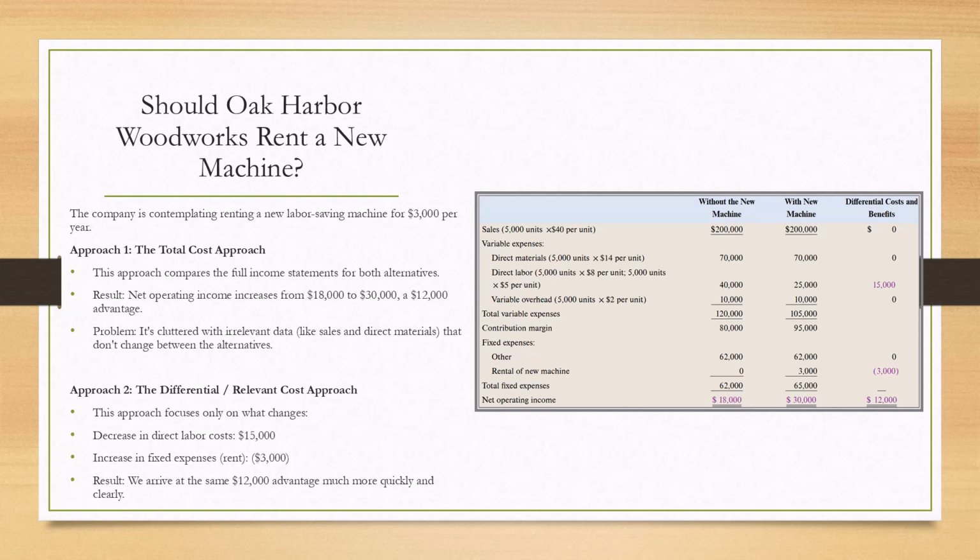Now look at approach two, the differential or relevant cost approach. This method focuses only on the costs and benefits that change. Here, we see a decrease in direct labor costs of $15,000 and an increase in fixed expenses for the rental of $3,000. We arrive at the exact same $12,000 advantage, but we do so much more quickly and with much greater clarity by ignoring the irrelevant noise.